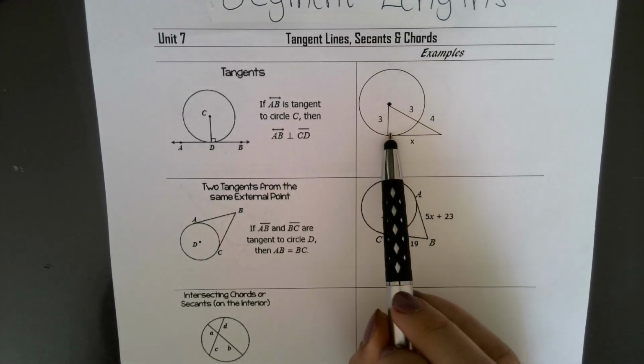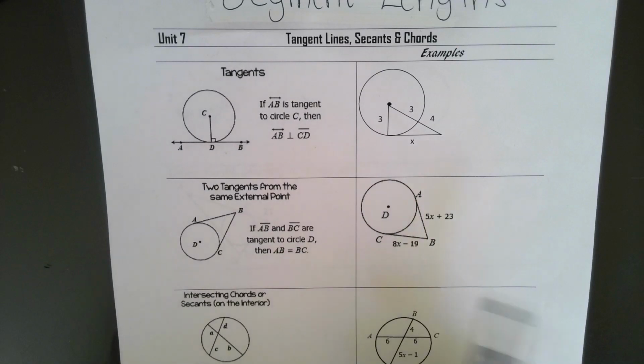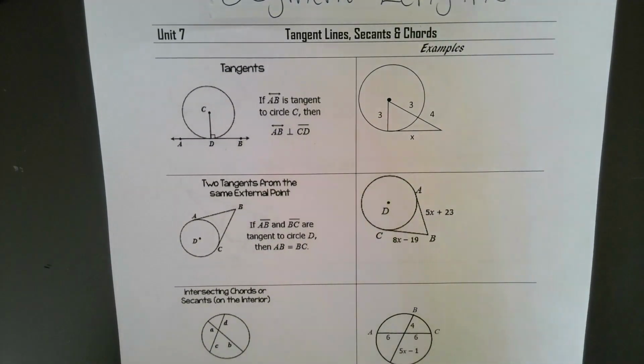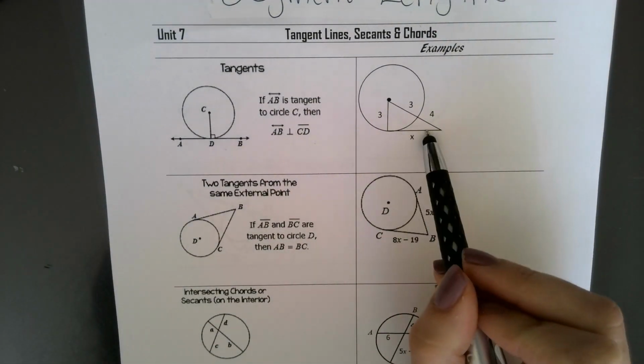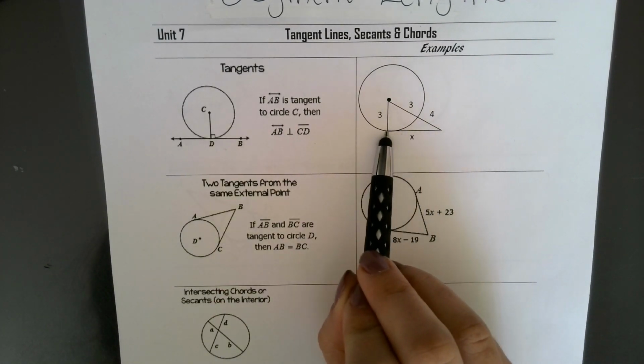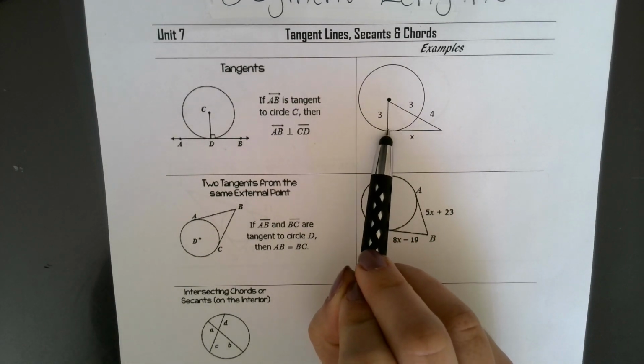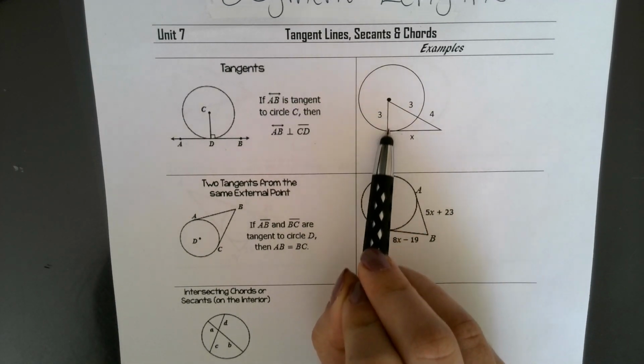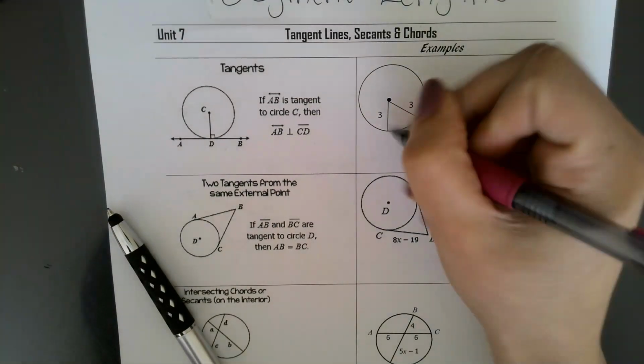Okay, so I want to solve for x. For all of these examples, we are solving for x, even though it doesn't say. Look over here, this line right here is tangent to the circle. It intersects at one point. That means this right here and this segment will be perpendicular. So I'm going to make a right angle.